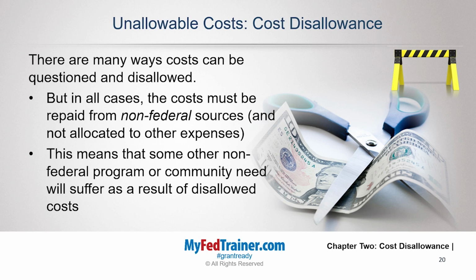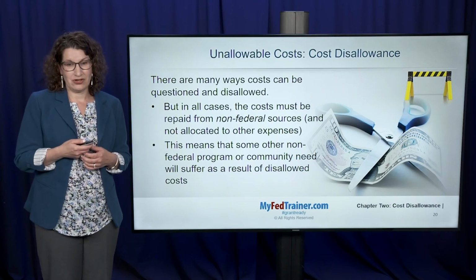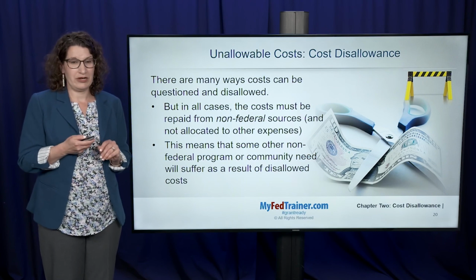You don't want to end up having to take one sort of fund and move it towards another because you didn't do the due diligence and the risk assessment needed to ensure that those funds were going to be spent appropriately. And so this means that some other non-federal program is going to be hurting because you didn't have the appropriate funds used for that program. And we don't want to end up in that situation. We don't want to end up in a hazardous situation.